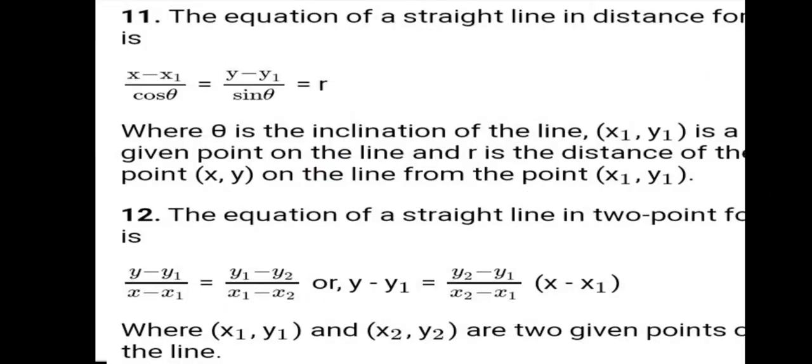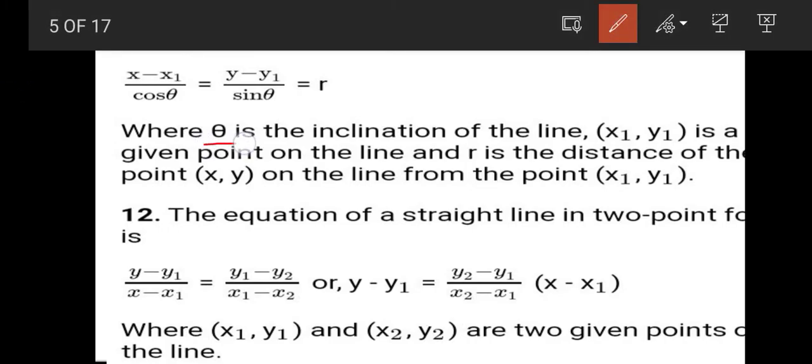Now, the equation of a straight line in distance form is (x minus x1) upon cos theta equal to (y minus y1) upon sin theta equal to r, where theta is the inclination of the line, (x1, y1) is a given point on the same line, and r is the distance of the point on this line from the point (x1, y1).